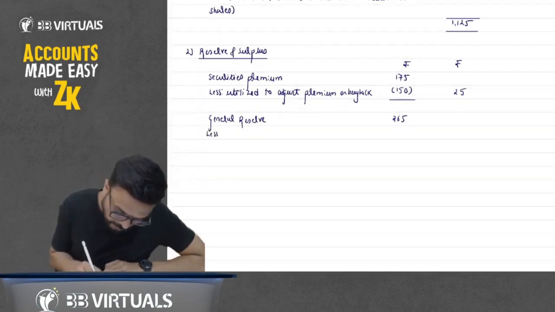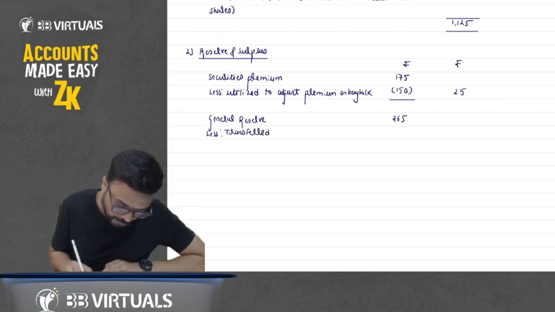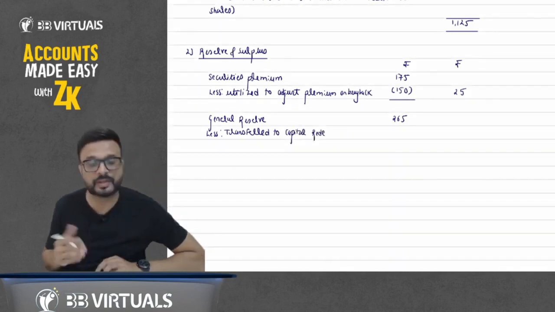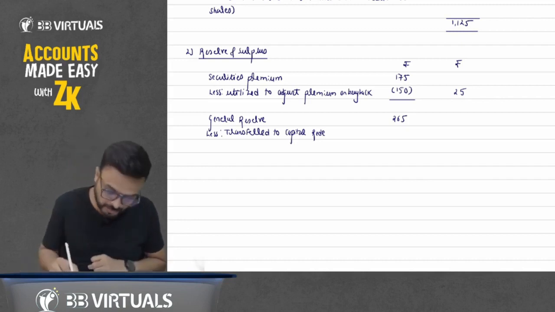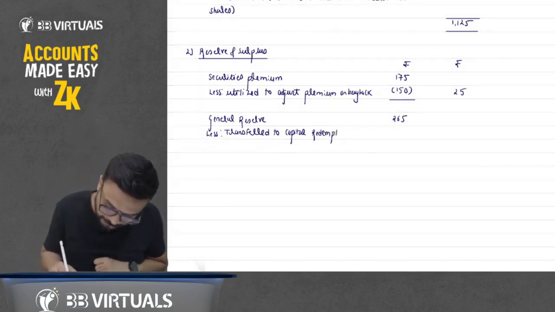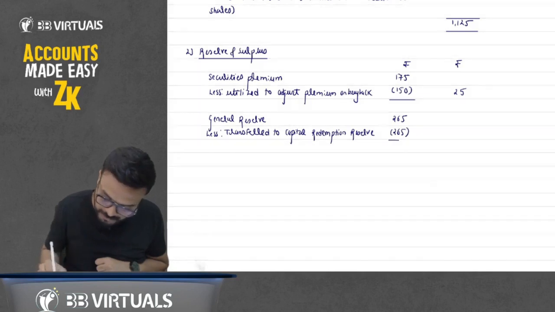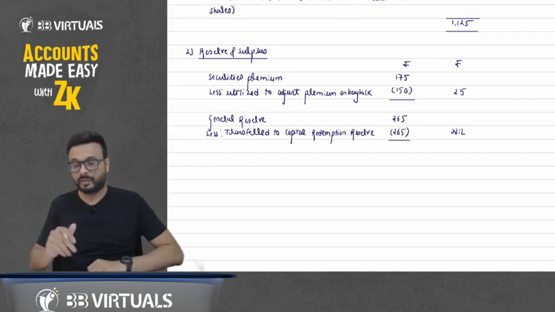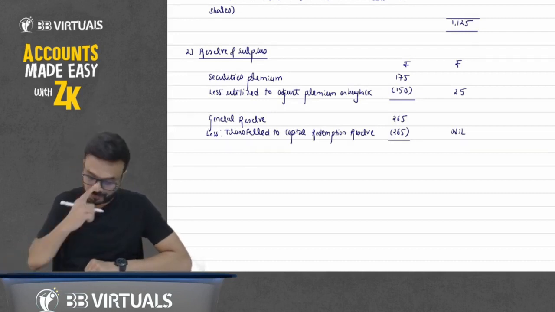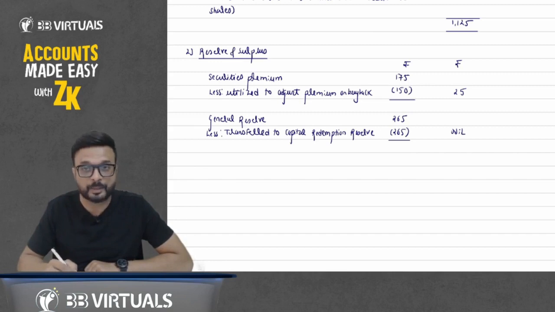So write it down here: less, transferred to capital redemption reserve, 265. Why do we utilize this 265? To transfer to the CRR account. So after this utilization, we don't have any balance in the general reserve account. Okay. Transfer to capital redemption reserve.